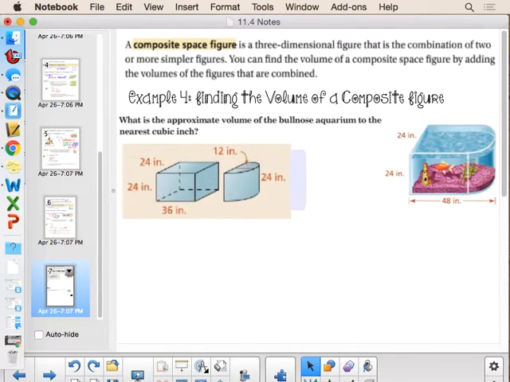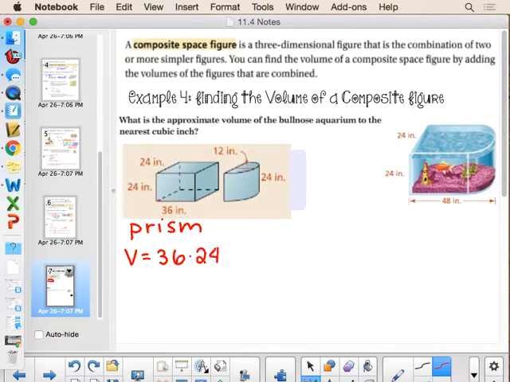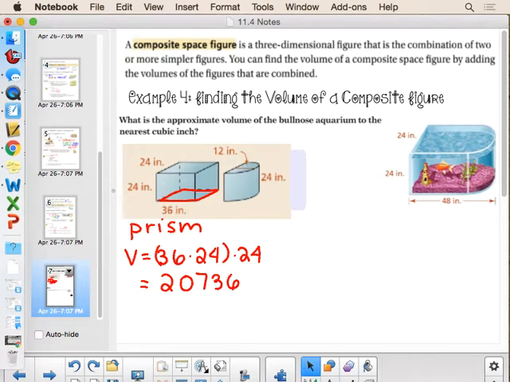All right, here we go. So we need to find the volume of both of these figures. So let's first find the volume of the prism. Okay? To find the volume of the prism, we're simply going to do 36 times 24, because that's going to be the dimensions of the base. Multiply that by 24. Okay? And what I find for the prism's volume, if I make sure I have that number correctly, we have 20,736.